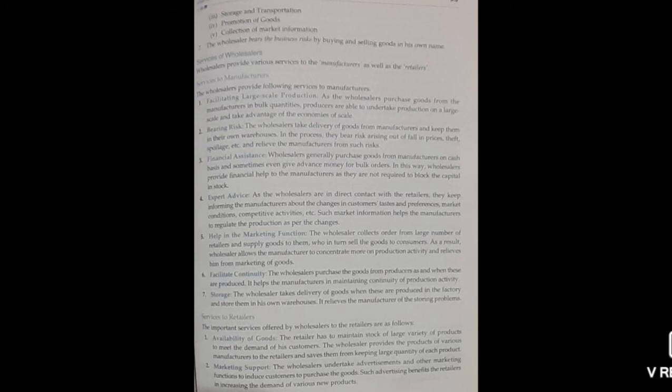They also share the risk, as a retailer purchases goods from the wholesaler in smaller quantity and even sometimes on credit, so it saves the retailer from assuming the risk of spoilage and even fluctuations in price and demand and other damages.